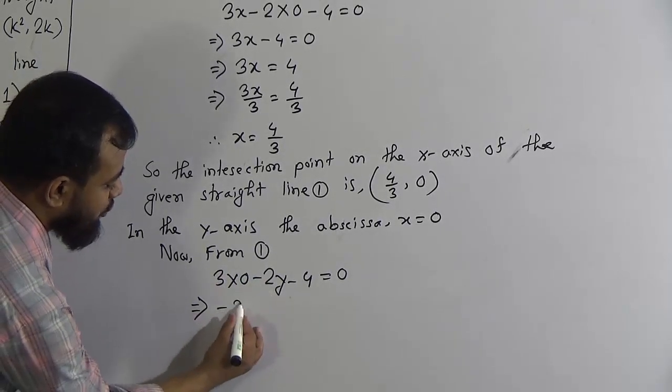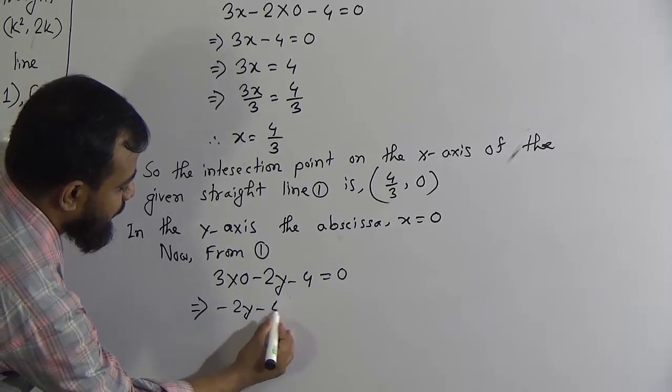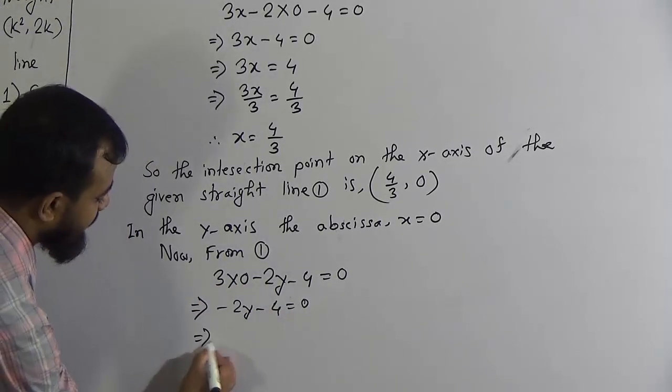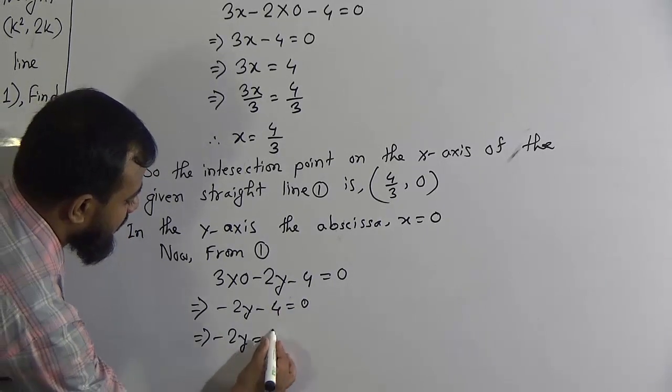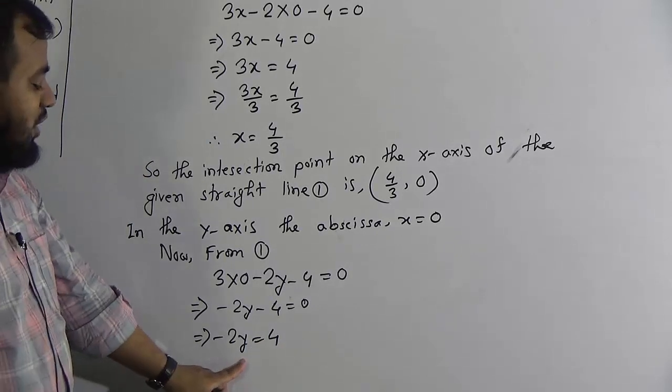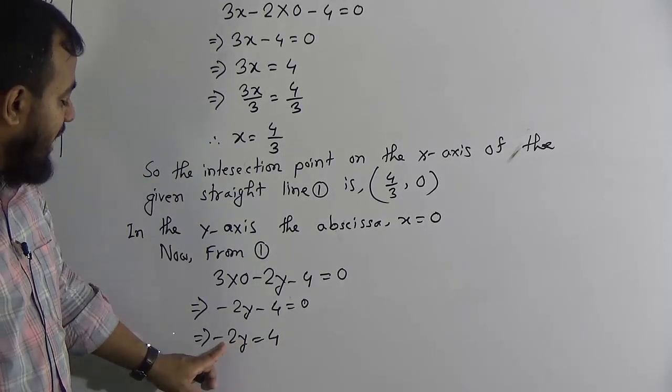Now minus twice y, minus 4, that's equal to 0. Now transfer this 4 into the right side, we will have minus 2y equal to 4. Now we need to free this y. That's why we need to divide both sides by minus 2.